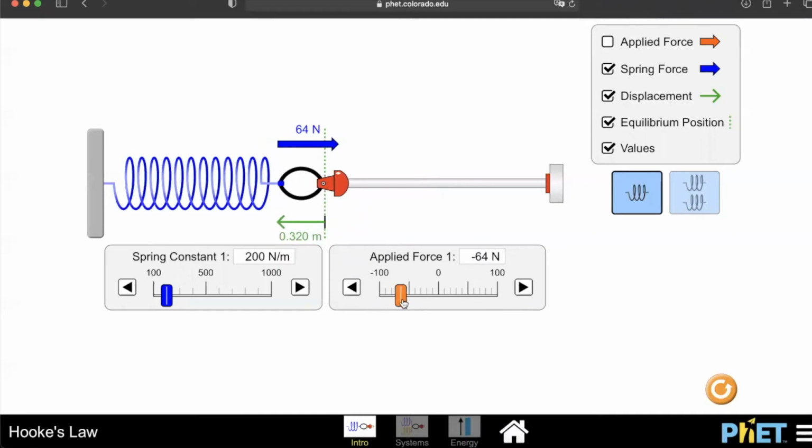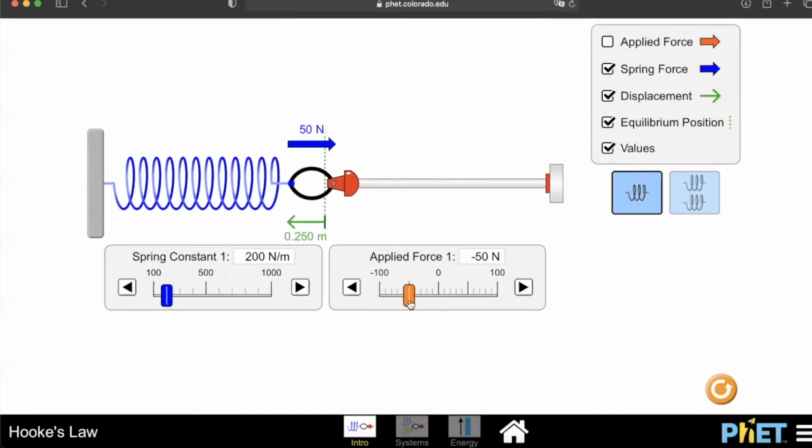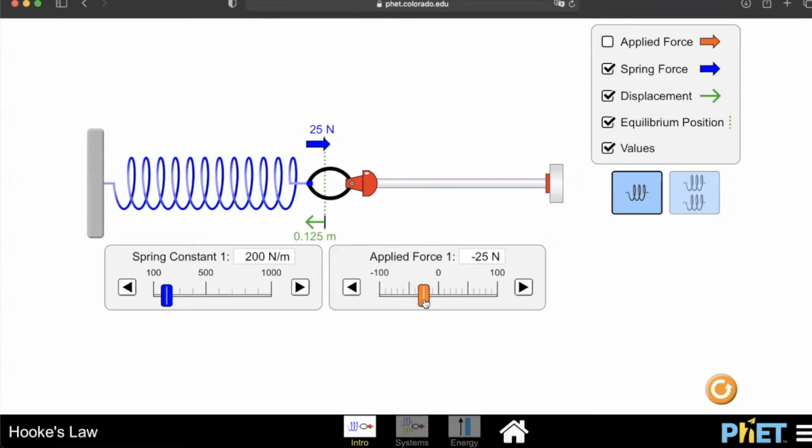If we halve the displacement, the spring force halves. If we halve it again, it once again halves. Now, this spring constant right here is actually the constant of proportionality. You can see that the displacement times the spring constant is always equal to the force.